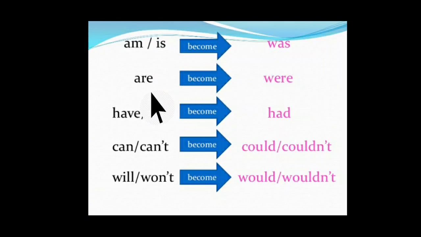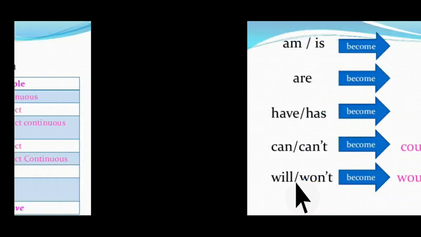Then are, if there is the word are in any sentence, are will be changed into were in the indirect speech. And if there is a word have or has in any sentence, it would be changed into had. And if there is a word can or can't, that would change into could or couldn't. And if there is a word will or won't, that will change into would and wouldn't. Is and am is changed into was. Then are is changed into were. Then have and has is changed into had. Can and can't is changed into could and couldn't. And will and won't is changed into would and wouldn't.